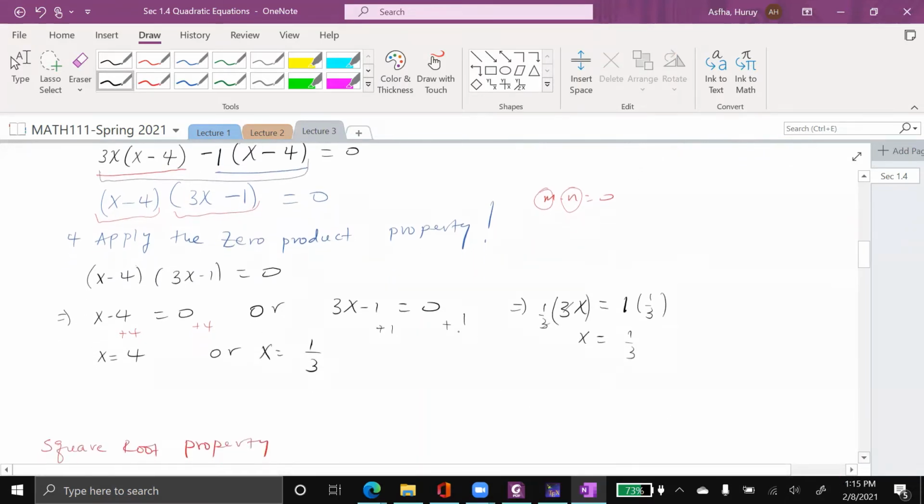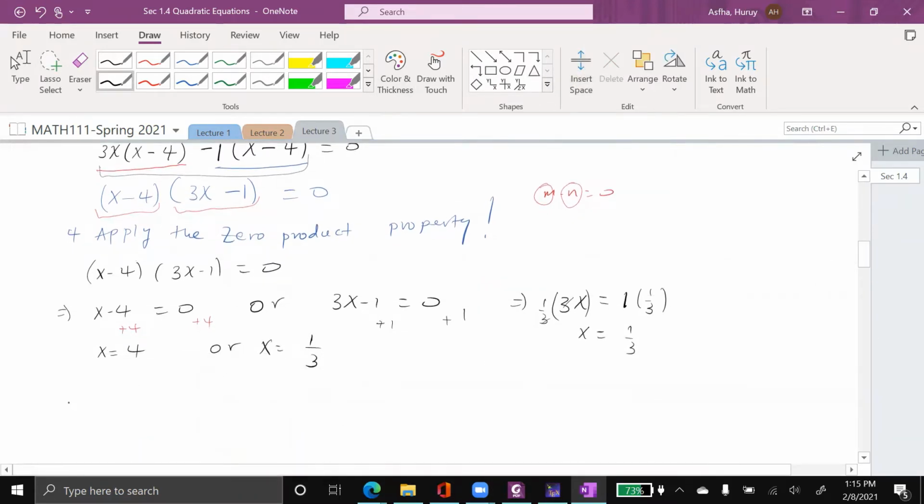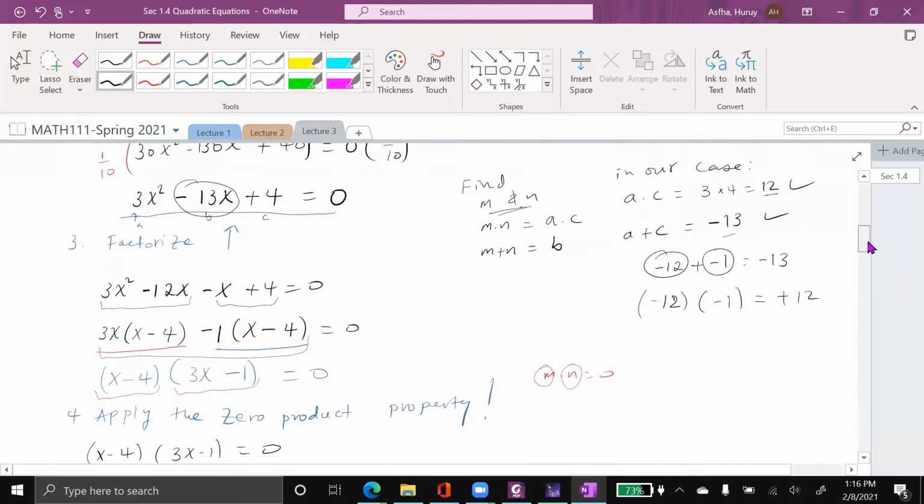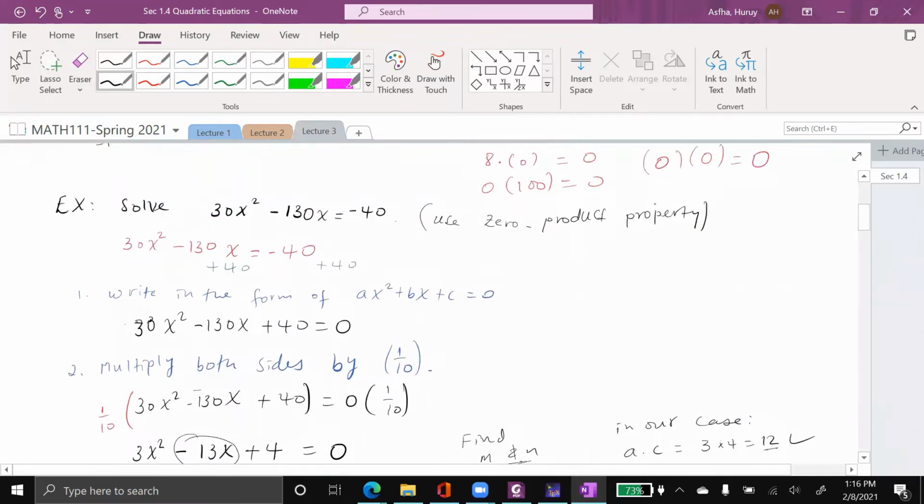Therefore, the solution set is 4 and 1/3. Okay. Now, remember, we always need to check these answers, both of them, in the original equation. So we have to always remember to check whatever we get in this original equation.